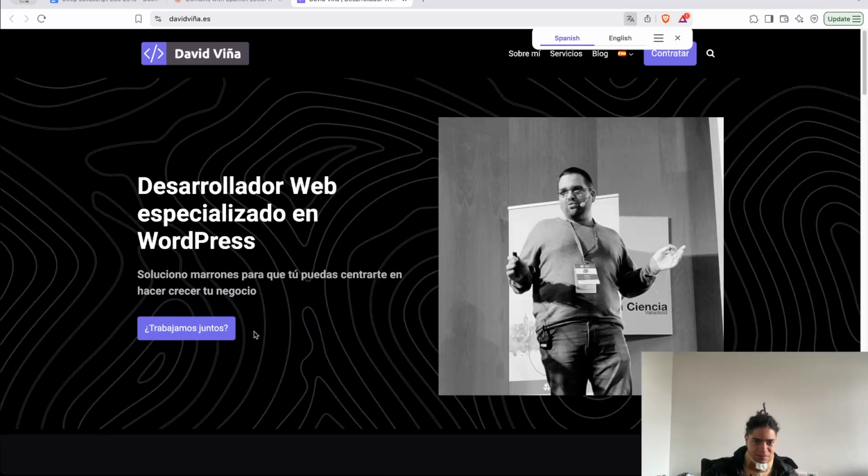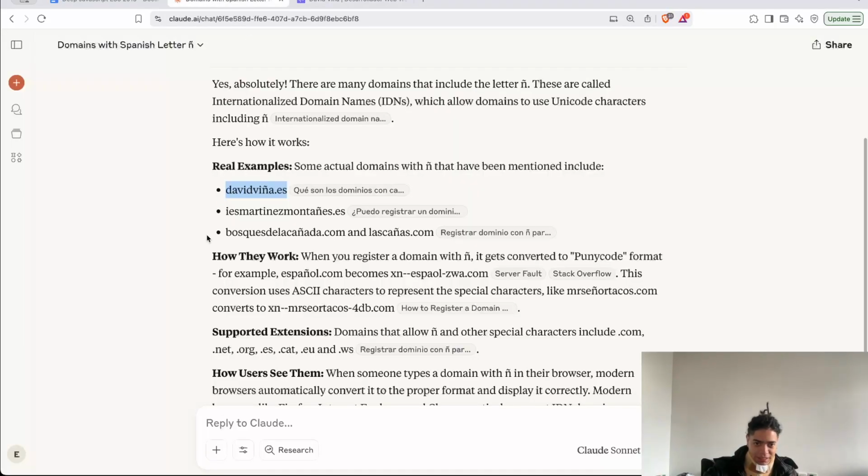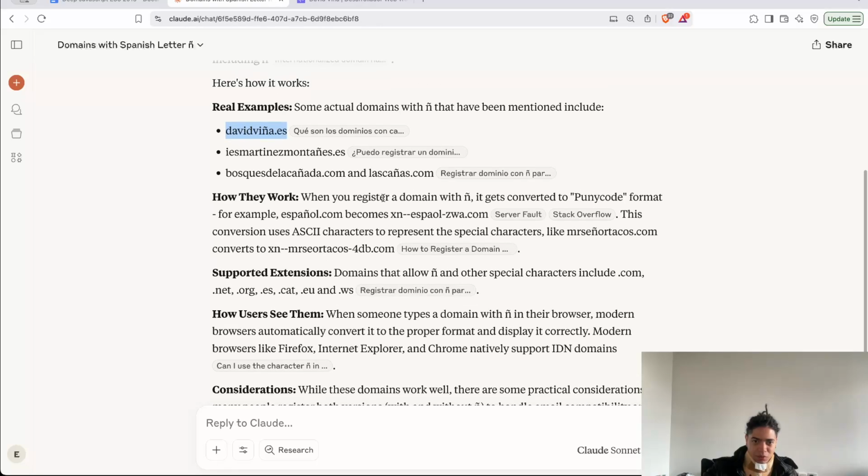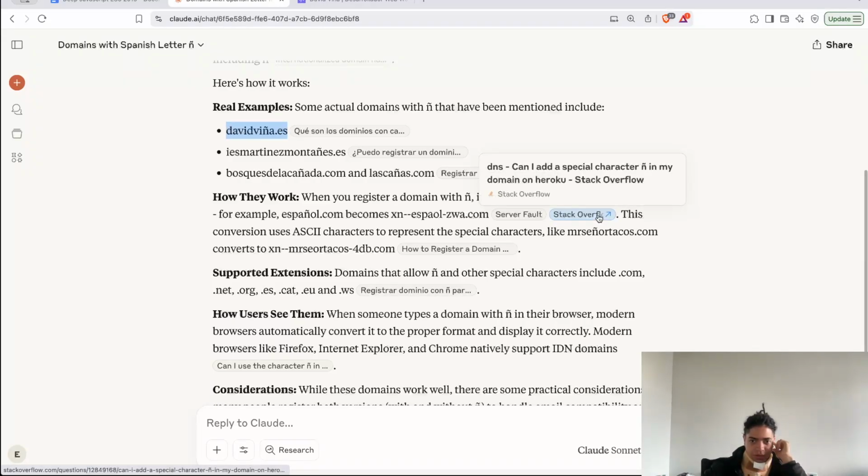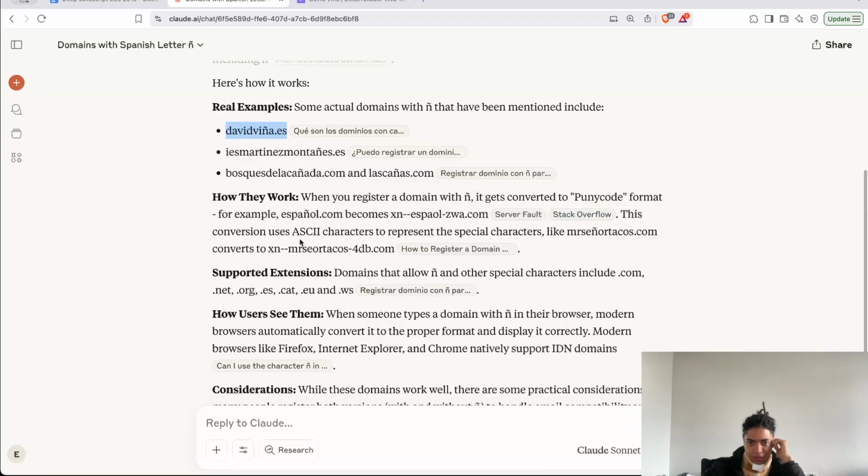David Viña. So you can see how domains work. When you register a domain with ñ, it converts to Punycode format. For example, español.com becomes xn-- followed by an ASCII encoding. Can I add a special character ñ in my domain on Heroku? This conversion uses ASCII characters to represent the special characters, like Señor Tacos.